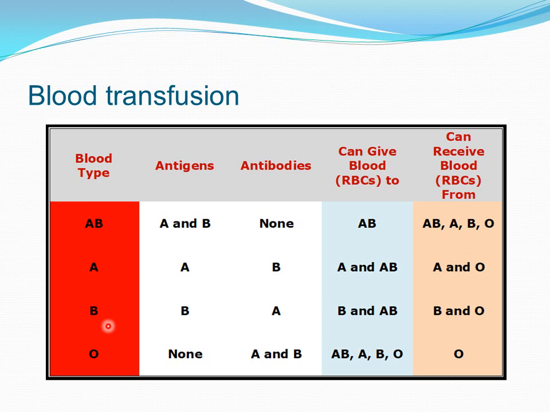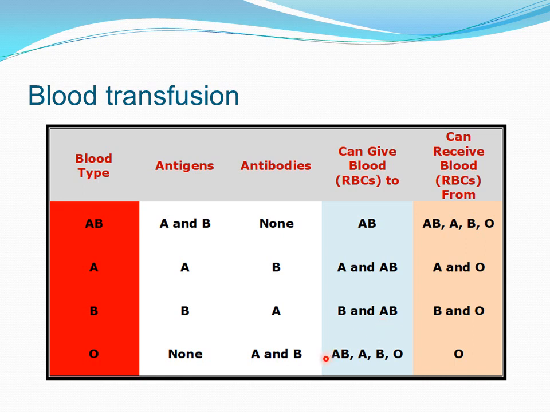Now what happens in case of antigens? Now blood group B, what is it doing? It is having antigen B and antibody A. It can give blood to B as well as AB, because we have seen here that AB can receive blood from all. Is it clear? So it can receive blood from B and O, and it can give blood to B and AB.